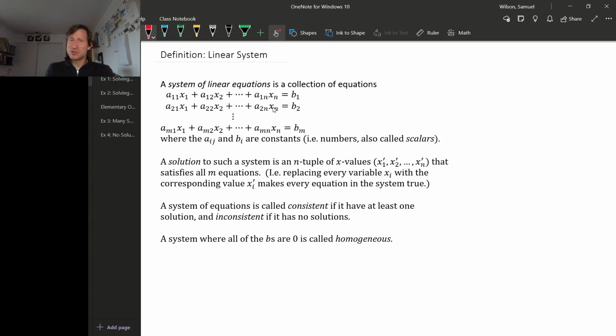So there are a lot of subscripts here. Let me explain my subscripting notation, which is pretty standard. On the a's, the first subscript is the row number that you're on, otherwise known as the equation number that you're on, right? So for the first equation, the first subscript is 1, for the second equation, the first subscript is 2, and so on, all the way down to m. m is the largest row number, so it's actually the number of equations.